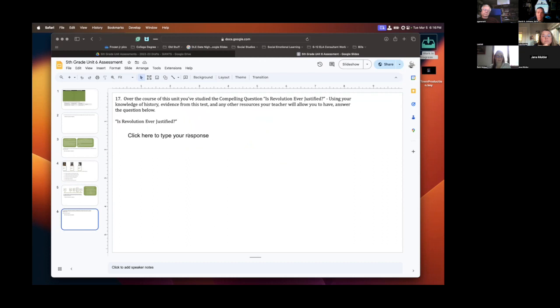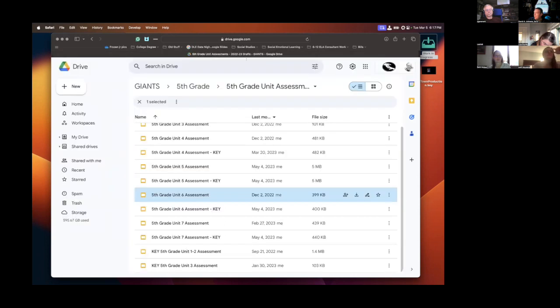If you have 30 students total, you will read 30 different versions of this essay and they will all highlight and come into different things. What you as the teacher are going to be looking for is, do they make their claim on whether or not revolution is ever justified? And do they support it with evidence? Just like we do in our literacy block, just like we do in our ELA block. All of that encompasses Unit 6 of 5th grade.